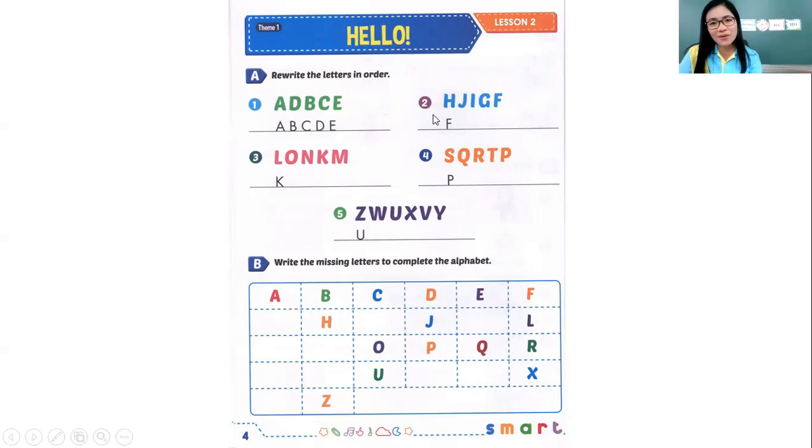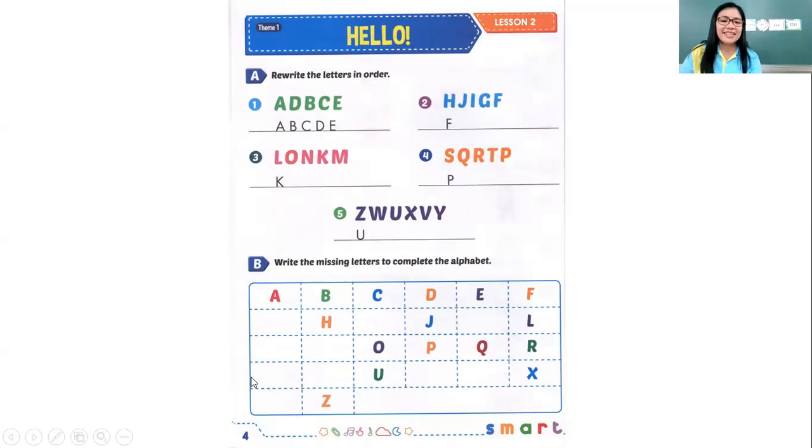How about number two? You can do it. 3, 4, and 5. Do it by yourself. Oh, that's easy, right? Are you done? Good. Now let's go to letter B. Write the missing letters to complete the alphabet. Oh, this is also so easy for you. Look at the missing letters and write them in the boxes.